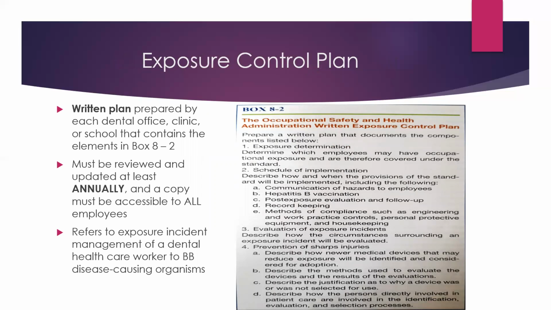Okay, your book talks a little bit about the OSHA written exposure control plan even further in box 8-2 in regards to a written plan and what it documents and what it entails. And you'll see it has the exposure determination, the schedule of implementation, evaluation of the exposure incidents. So, they want to make sure, do you know what you're doing? OSHA is saying, do you understand how you would follow up if, God forbid, something bad happened? This is the protocol, and what is your protocol, and do you have it ready?